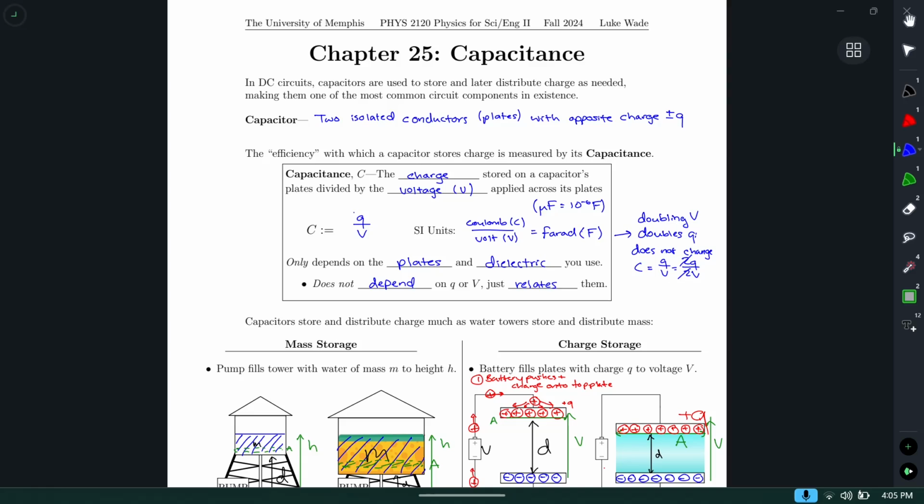What do I mean? Well, if you double the charge, the voltage also doubles. And so that ratio of the two is still going to be the same number, even after changing how much charge is on the plates. The only way you can change that number C is to change the plates themselves or put a dielectric in between them.